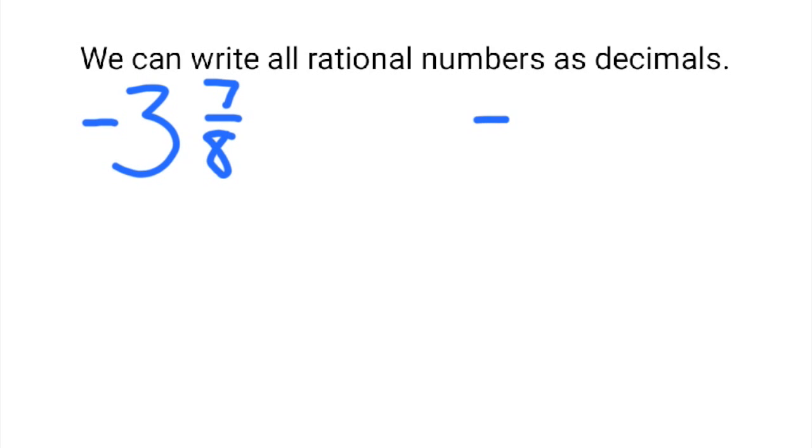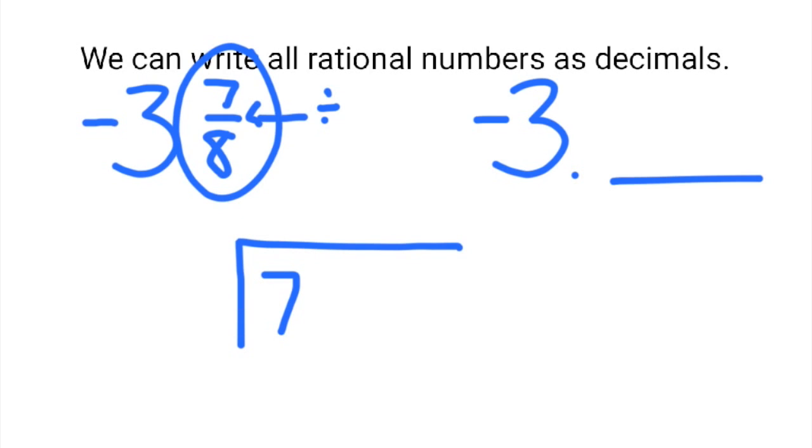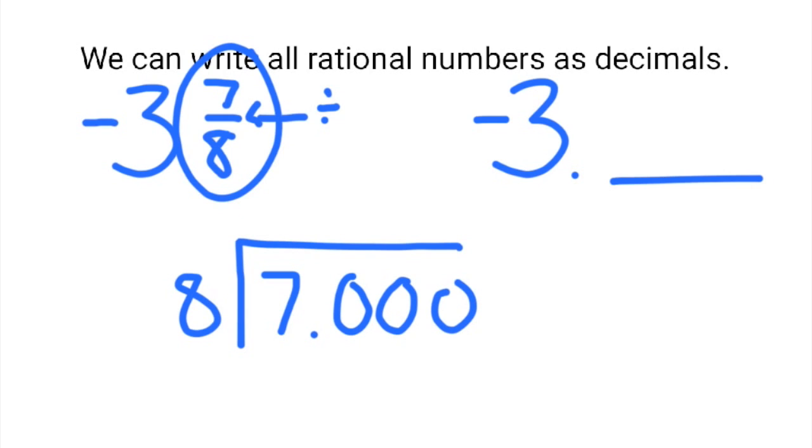Obviously, our decimal is going to be negative 3 point something. And to change this fraction into a decimal, you use division, because the fraction bar also means division. And it's always going to be the numerator divided by the denominator. So we got 7 divided by 8. And obviously 8 doesn't go into 7, so we put 7.000. We put a bunch of zeros because 7.0 is the same as 7 whole. Then you do your division.